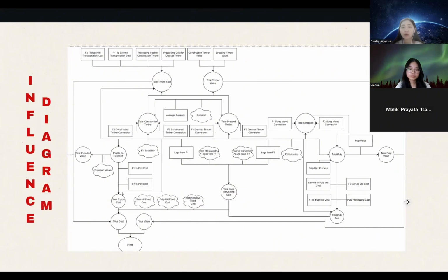For example, the total timber cost, the total export cost, the total pulp cost, combined with the total logs harvesting cost, because back at the beginning there was a harvesting cost, and also some fixed costs, which are the sawmill, the pulp mill, and administrative overhead fixed costs. And combining that, we get the total amount of profit. Next.